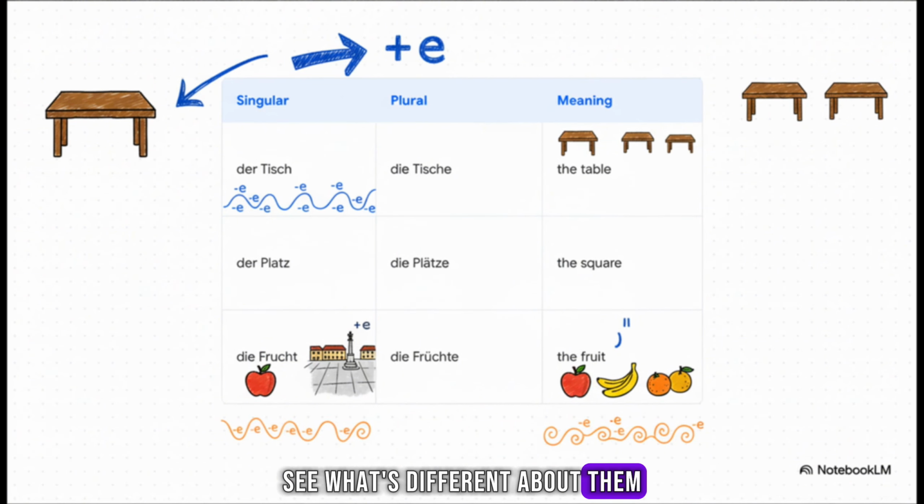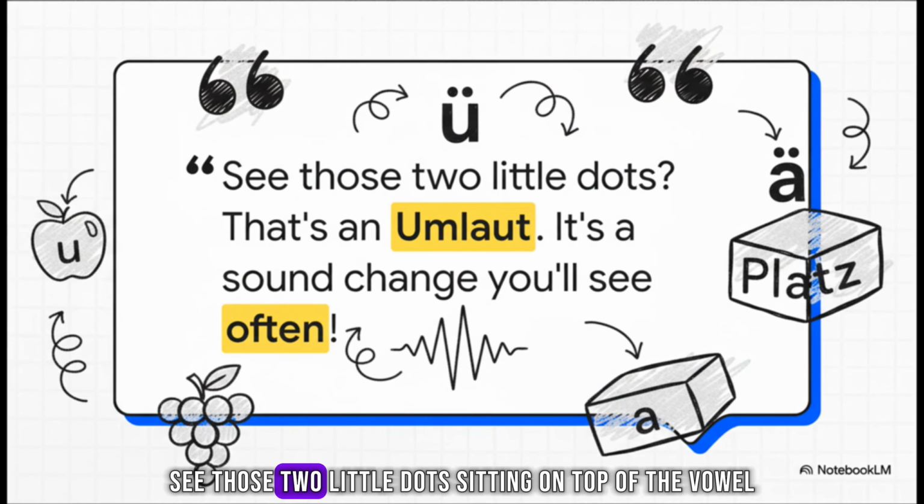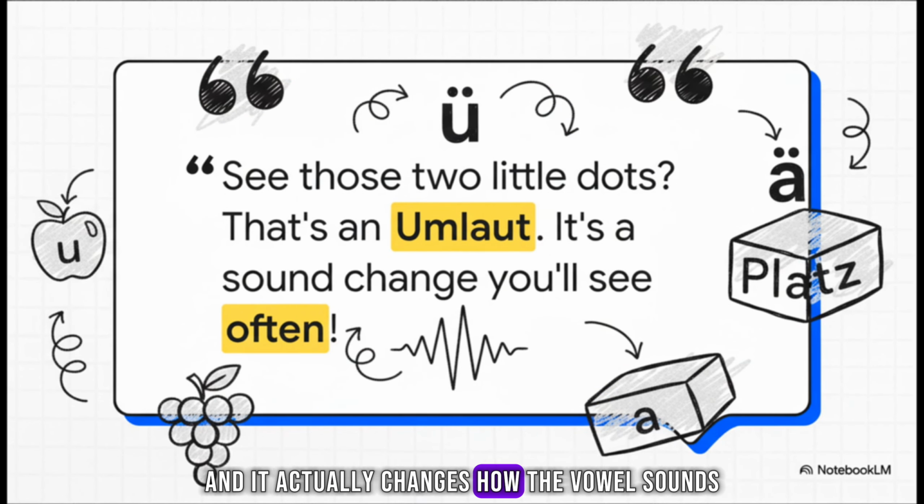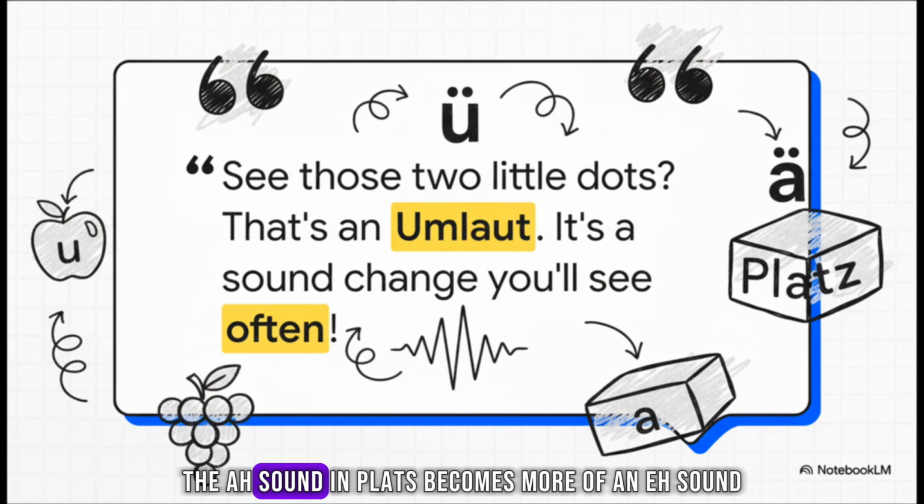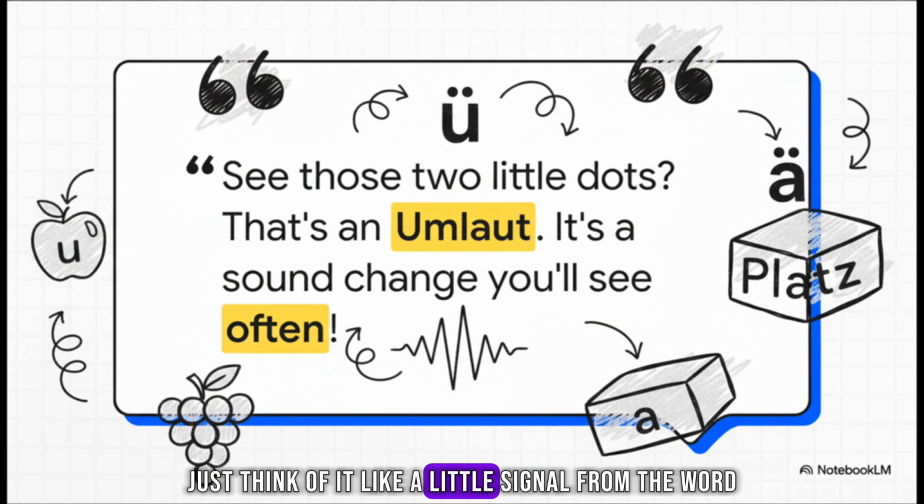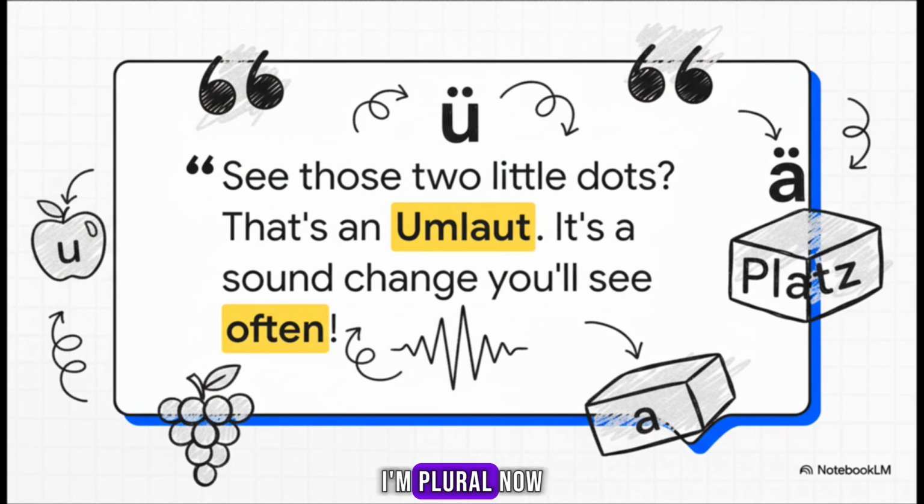Easy enough. But take a close look at those other two examples. See what's different about them? Yep, that's it. See those two little dots sitting on top of the vowel? That's called an umlaut, and it actually changes how the vowel sounds. The A sound in Platz becomes more of an E sound in Plätze. The U in Frucht becomes Ü in Früchte. Just think of it like a little signal from the word letting you know, hey, I'm plural now.